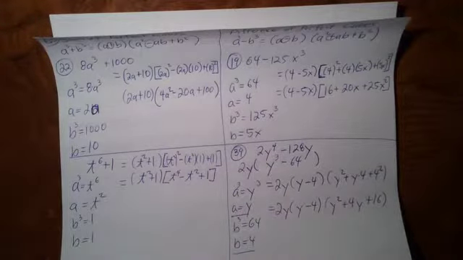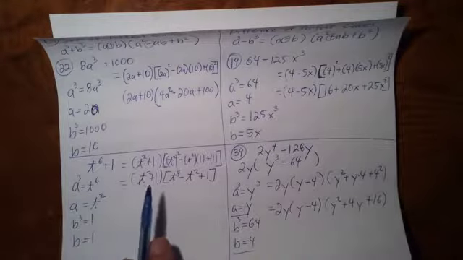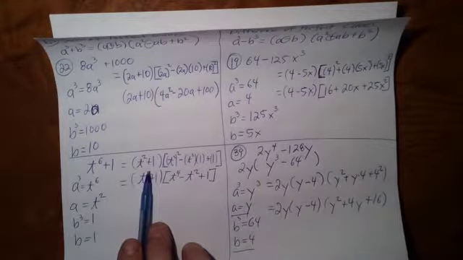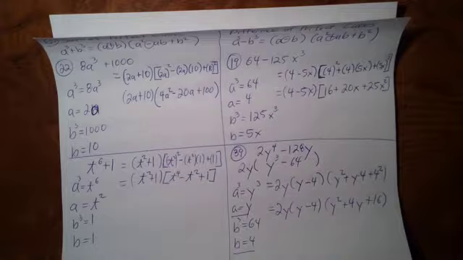A further note to add: had this been t to the 6th minus 1, the binomial factor you would have attained here would have been t to the 2nd minus 1. And t to the 2nd minus 1 would have been a difference of perfect squares, and would have required some additional factoring. So, again, on MyMathLab, you will have access to several examples that will give you practice in this, and I encourage you to utilize those examples for your further knowledge.